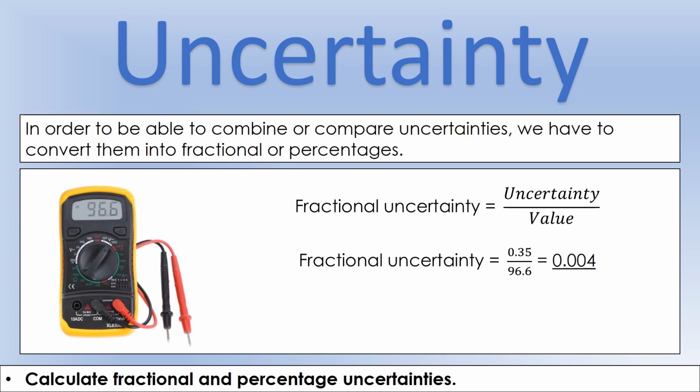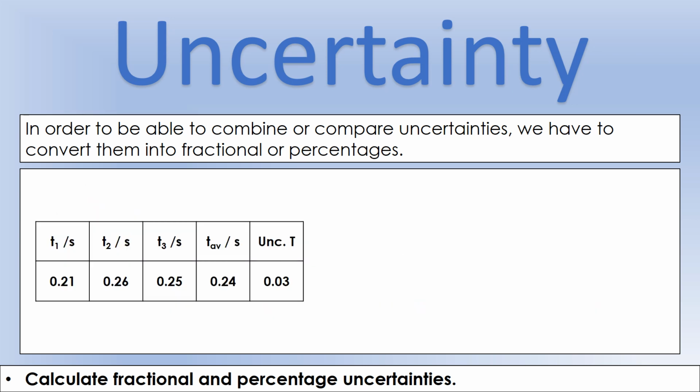If we want to turn that into a percentage, which we sometimes do, we can just times that by 100 and we've turned it into a percentage. So you can see we've got 0.4%, which is actually, in the context of experiments done in a typical school lab, a pretty good value to get. If we're getting less than 1, we're onto a winner there. Okay, so that's how we calculate fractional and percentage uncertainty.